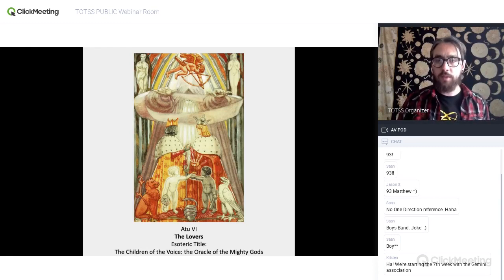So we could read some of this symbolism of divine inspiration and of the will, coming from the higher. That's all going on here. So a lot of really complex stuff.